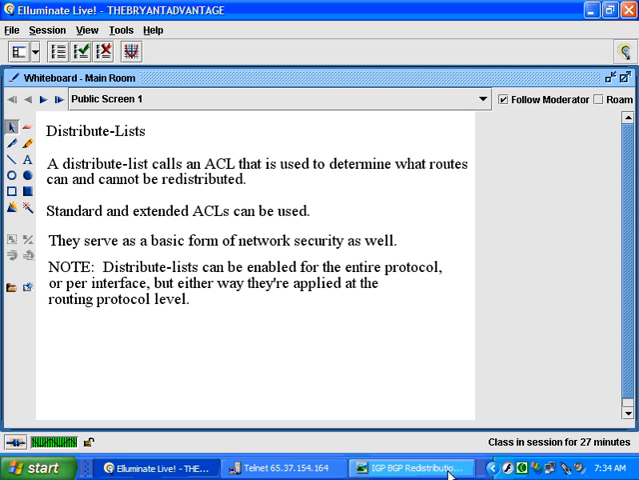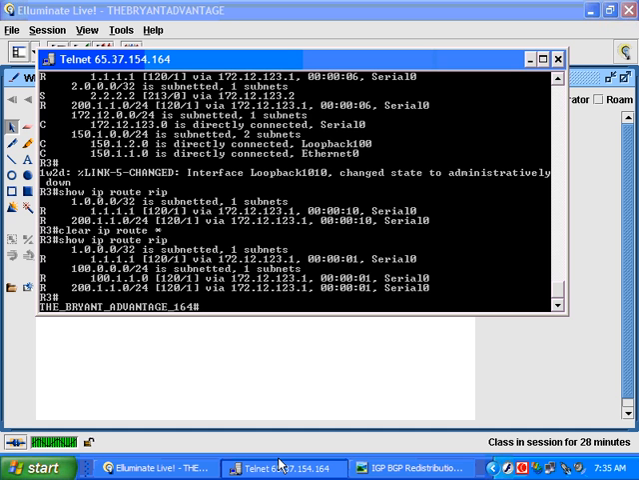I will point this out on the router also, but note that distribute lists can be enabled for the entire protocol or per interface, but either way they're actually applied at the routing protocol level, and you'll see that in just a moment. With an example that I've pre-configured on the routers, routers 1, 2, and 3 are communicating over the frame relay network, and they're all running in network 172.12.123.0, and router 1 is actually running RIP.